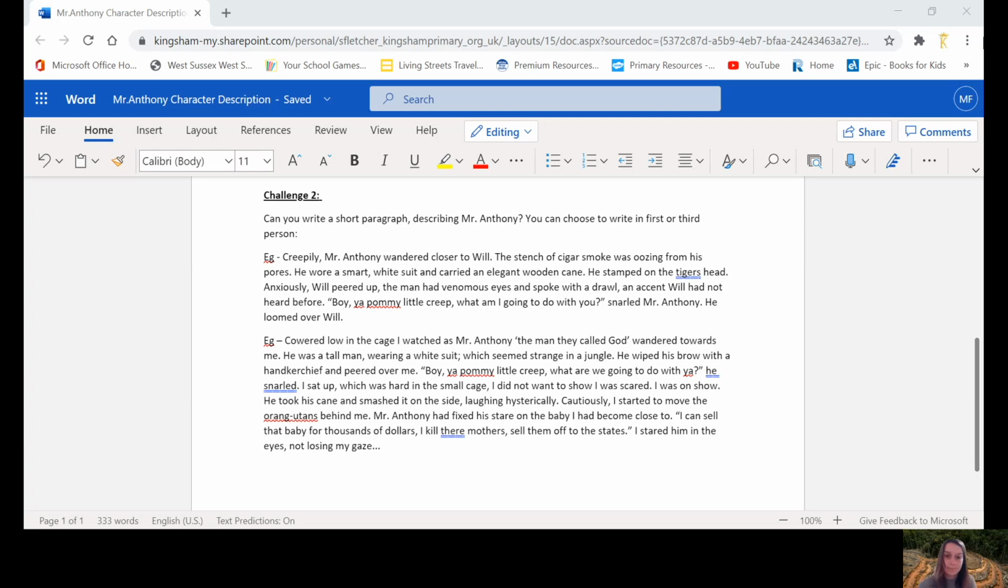He leaned forward. And if you can imagine a man leaning over Will, how would that make Will feel? What does that show you about the character of Mr. Anthony?